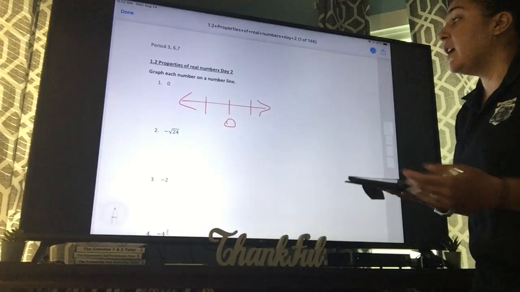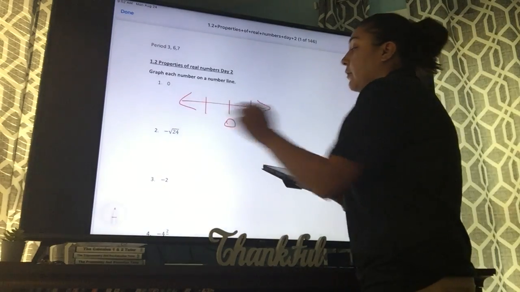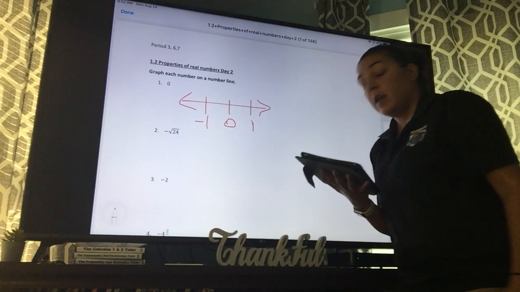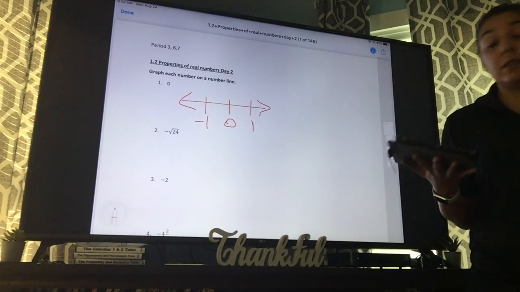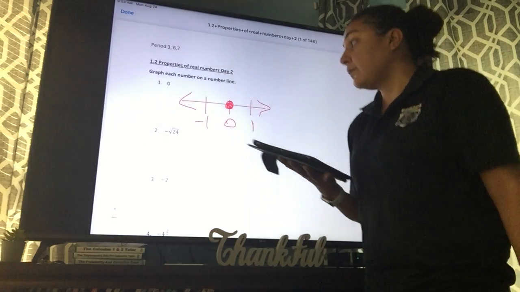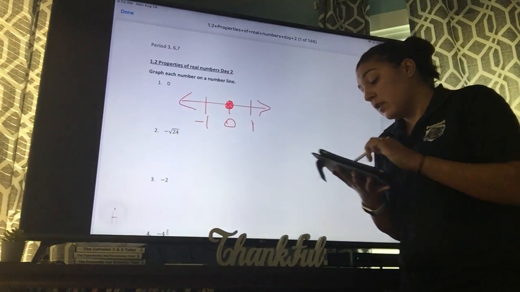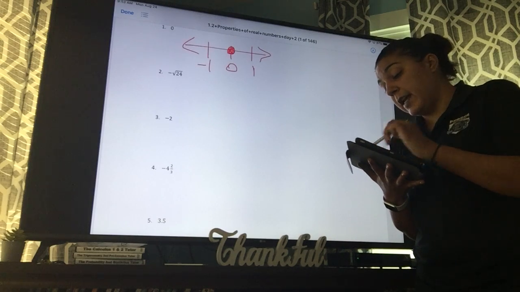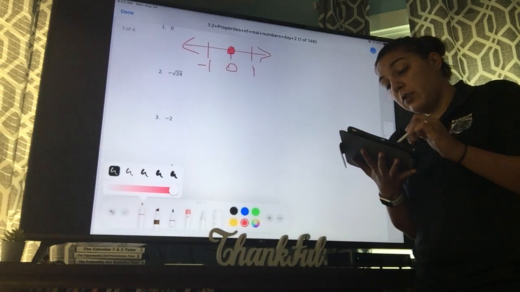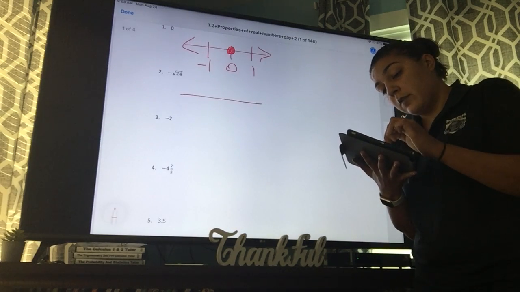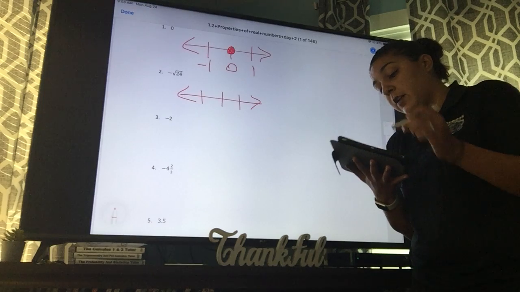On number lines, we always go 1 up and 1 down. So 1 up would be positive 1, and 1 down would be negative 1. This one's really easy because the number is 0, so you're just going to draw a little dot on 0. Okay, the next one says negative square root of 24. So same thing, draw your number line, and we need 3 tick marks.